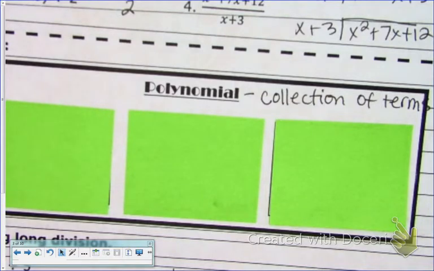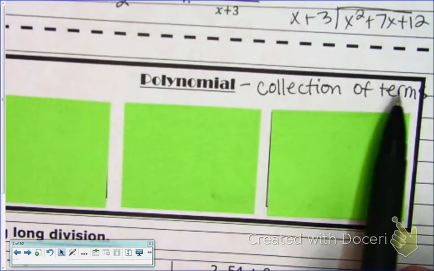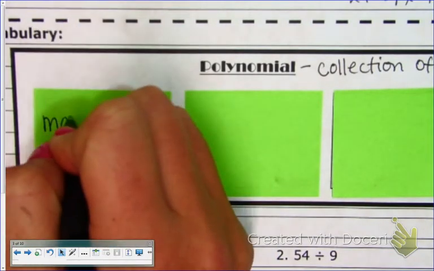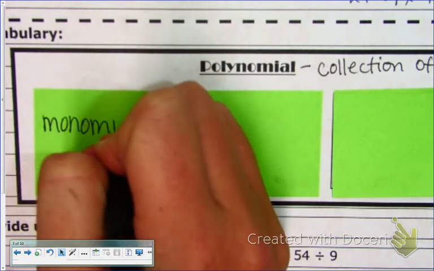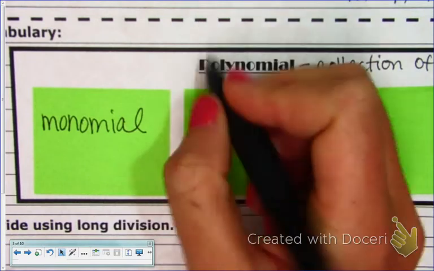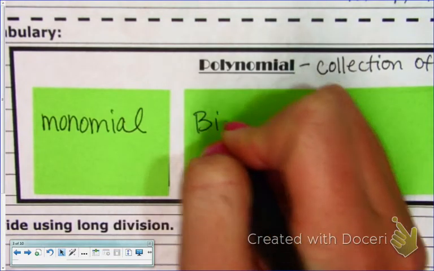So when we look at a polynomial, it's a collection of terms. So the first term I'm going to write is monomial. Binomial is the second one.